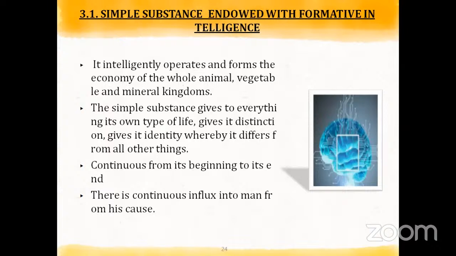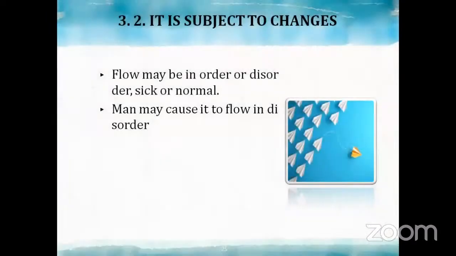It gives to everything its own type of life, gives its distinction, its identity, and it differs from all other things. And it is a continuous one from beginning to its end. And there is continuous influx of this simple substance into the man from his cause. So even from a cause, there is an influx into the body which causes a disease. As well as in the case of a simple substance itself, it's working inside according to its own type and it is a continuous one from the beginning. And it is the one that is intelligently operating from within us.